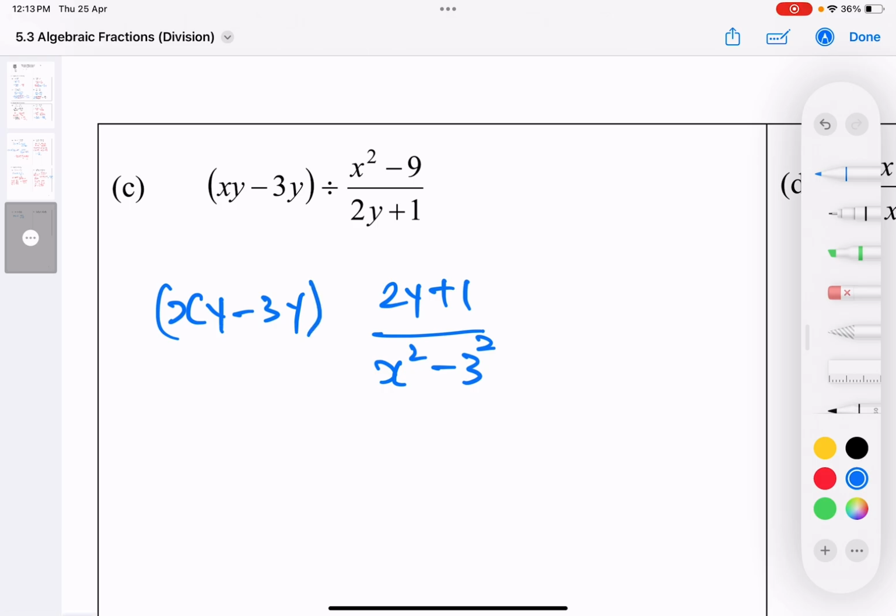Okay, can you try this one? How to simplify this one? Can you try? Please at least be able to get this one correct. Please try.